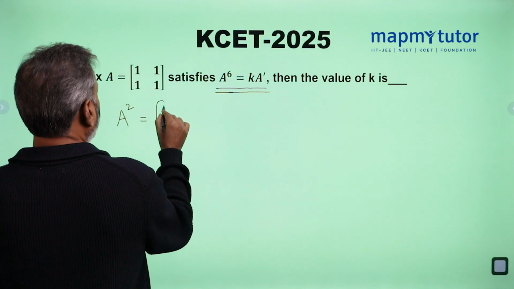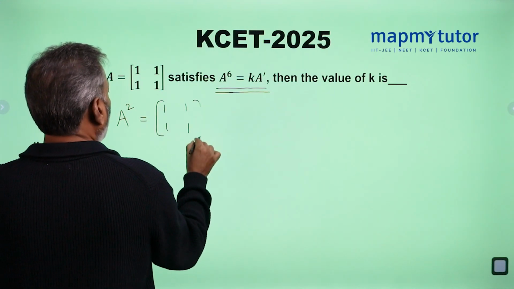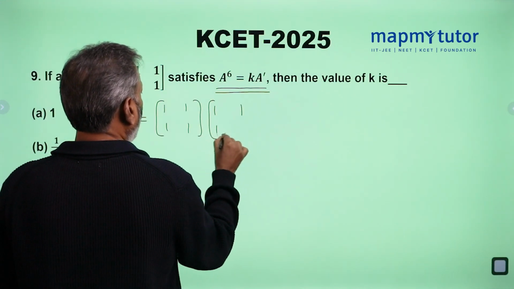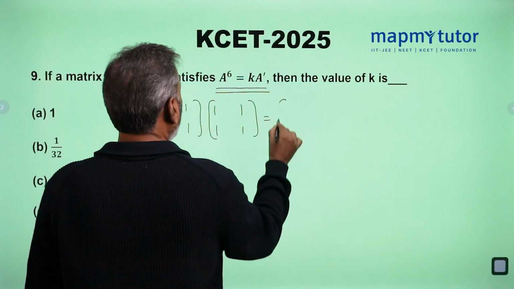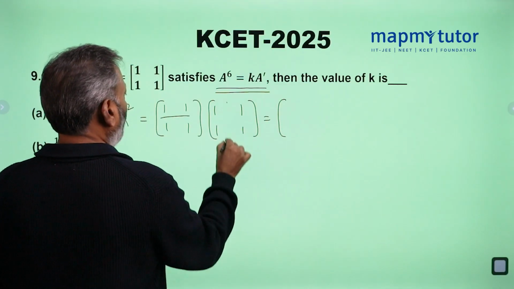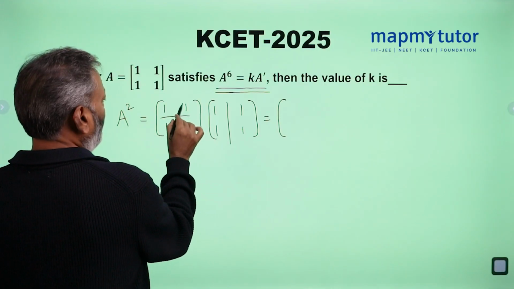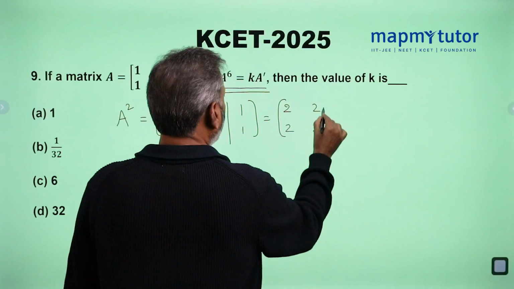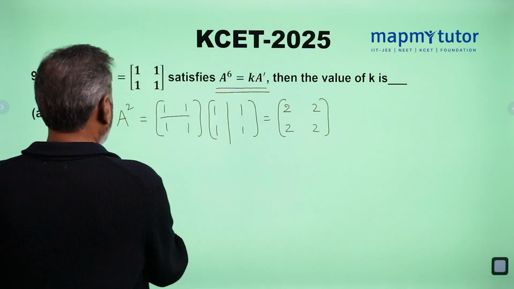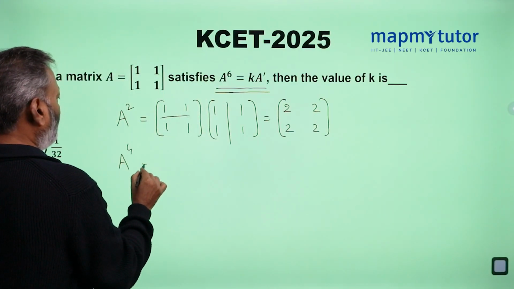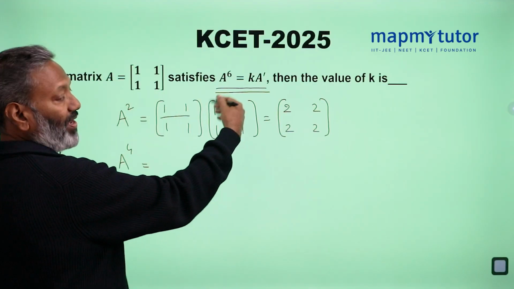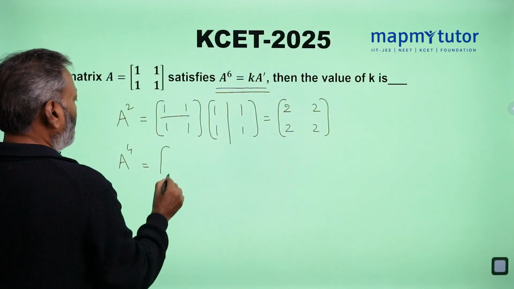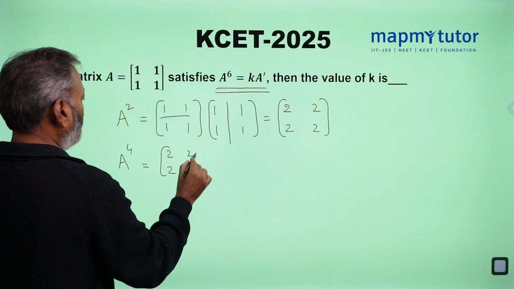A into A. Therefore, it is 1, 1, 1, 1 times again 1, 1, 1, 1. And we know matrix multiplication is carried out by the row column method. 1 into 1 plus 1 into 1, 2. And all the other elements will be the same because the same numbers are there. Next, I'll approach A power 4, which is A square into A square. Anyway, I calculated A square, right? So, 2, 2, 2, 2.